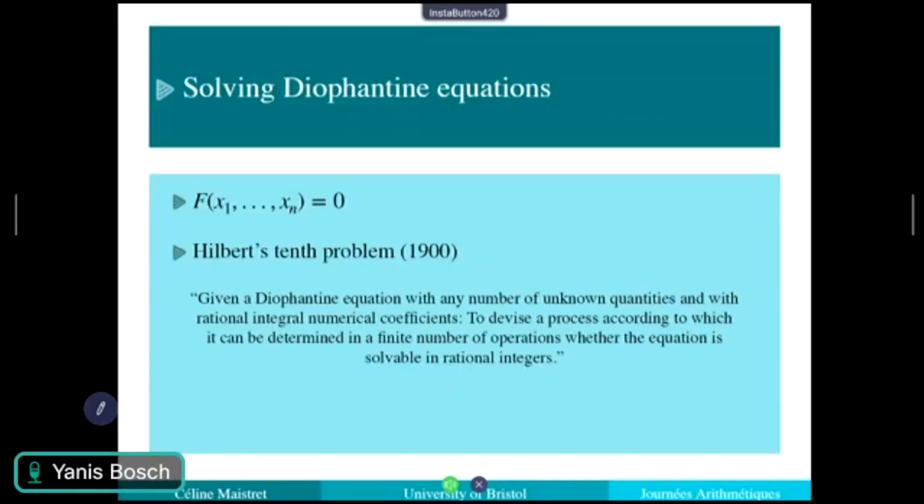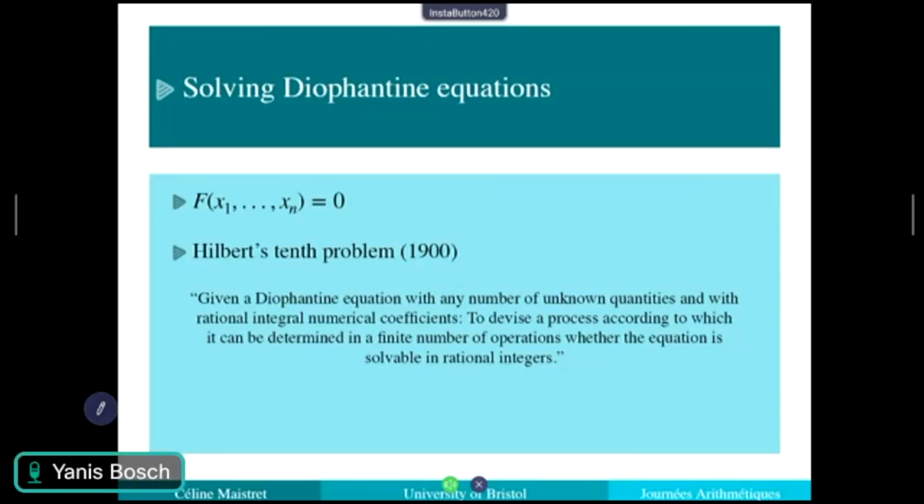Given a Diophantine equation with any number of unknown quantities and with rational integral numerical coefficients, the problem is to devise a process according to which it can be determined in a finite number of operations whether the equation is solvable in rational integers.